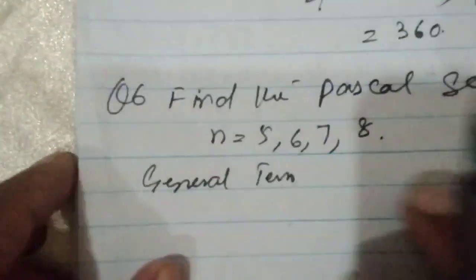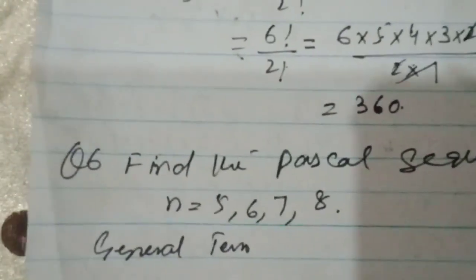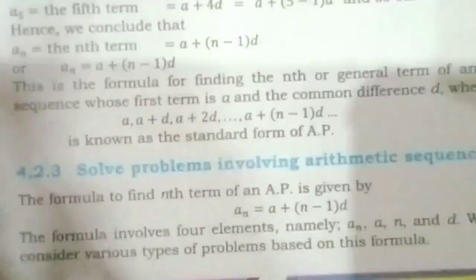Now find the Pascal sequence. What is the Pascal sequence? The Pascal sequence is a sequence you can see in your books. You have already maybe studied this. A Pascal triangle is a triangular arrangement of numbers which represent the coefficients of the expansion of a plus b to a power. This will come later in your class, the binomial expansion, and these are the Pascal terms. You can write that this is your general formula.